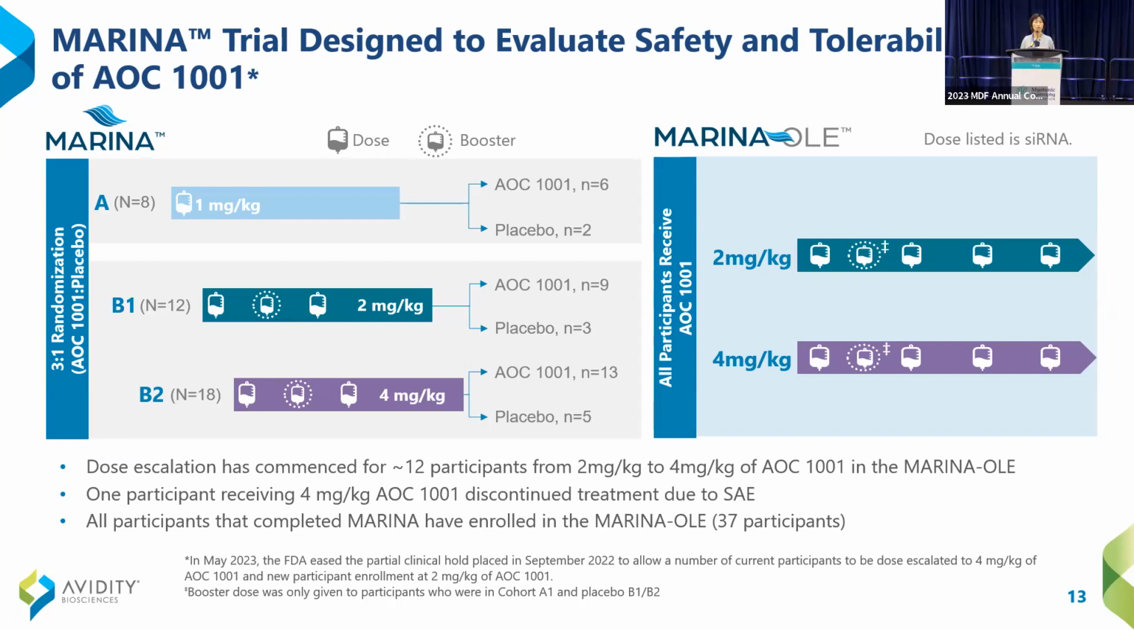It's composed of 2 parts, part A and B. In part A, participants get 1 dose at 1 milligram per kilogram of AOC 1001, and then they're monitored for 6 months. In part B, there are 2 higher doses, 2 milligram and 4 milligram. In these cohorts, participants get 3 doses of either the AOC 1001 or placebo, and then they're monitored for a total of 6 months also. Eligible patients after finishing MARINA can enroll into the MARINA open label extension. And currently, all eligible patients have enrolled into the MARINA open label extension and are continuing to get treatment.